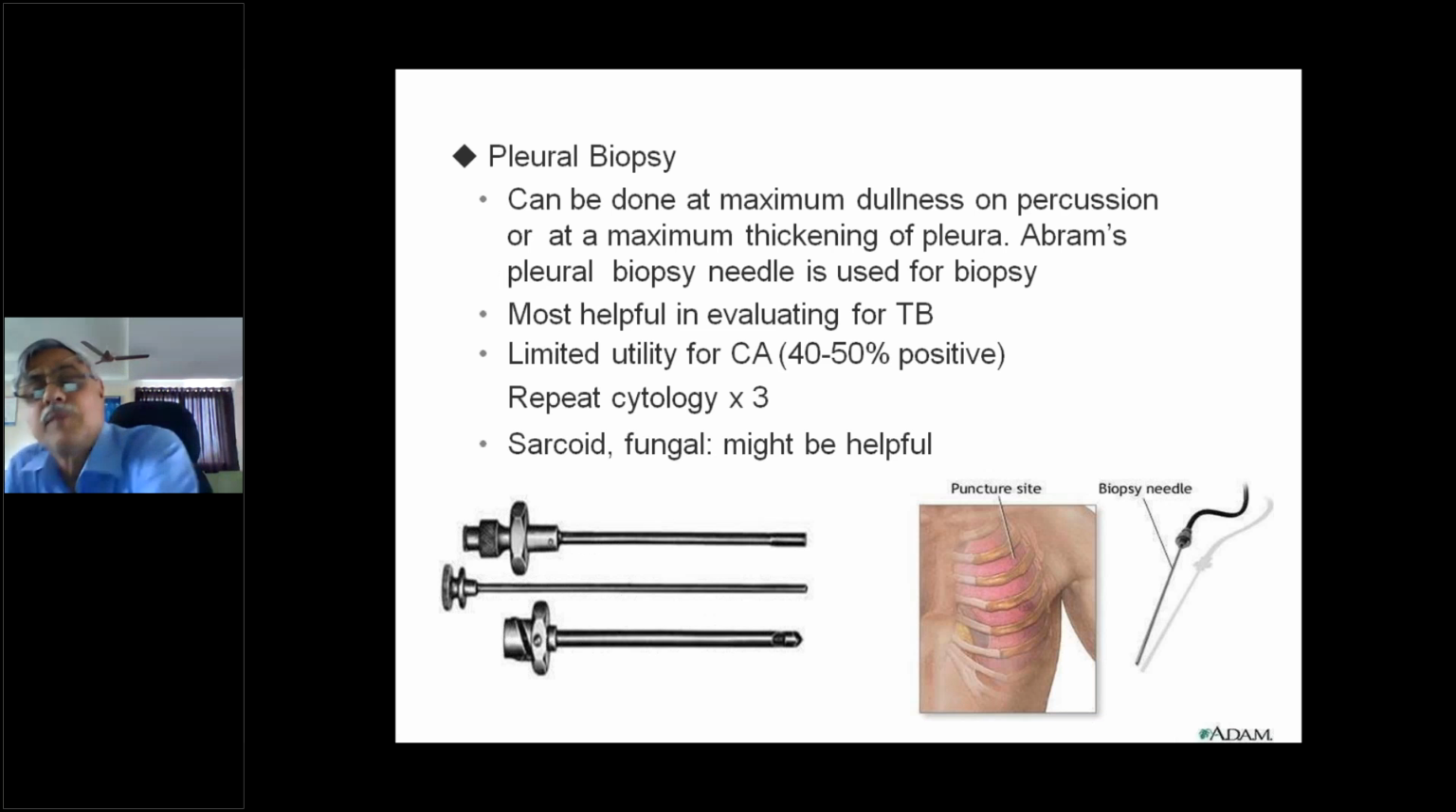Pleural biopsy is also important. Suppose you're not sure of the diagnosis, then pleural biopsy is one of the investigations. So what is the needle used? One is Abrams needle, another is a Tru-Cut needle. Abrams Tru-Cut is another type of pleural biopsy needle. Of course, here it is given.